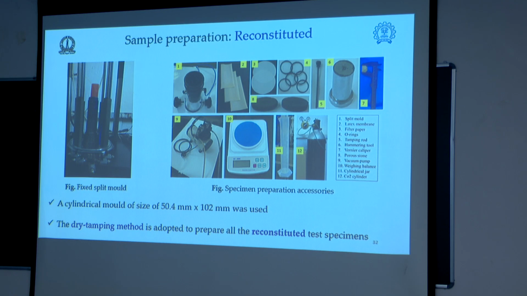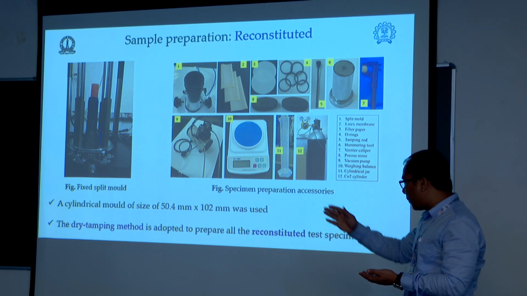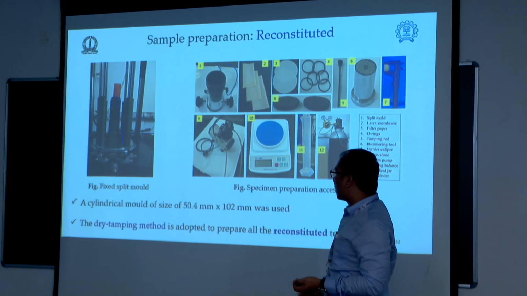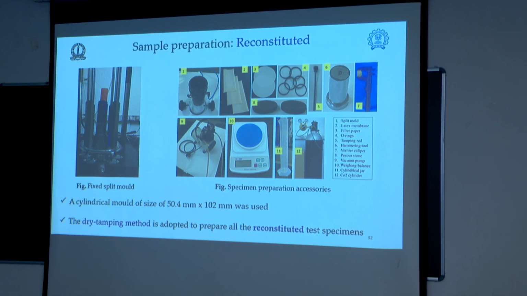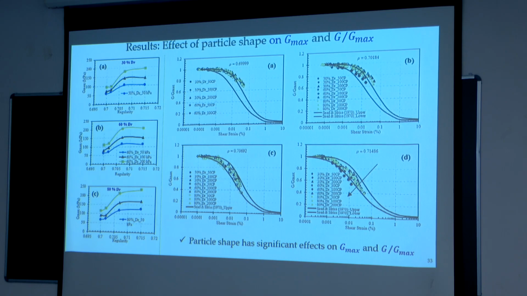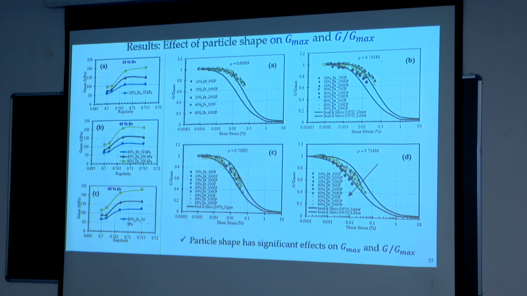For sample preparation, again I can skip this. Only thing is that a cylindrical mold has to be used for dynamic testing for finding out the shear modulus and damping. A cylindrical mold of 50 by 100 mm can be used, and the dry pluviation method is used for sample preparation. Now, these are the results.